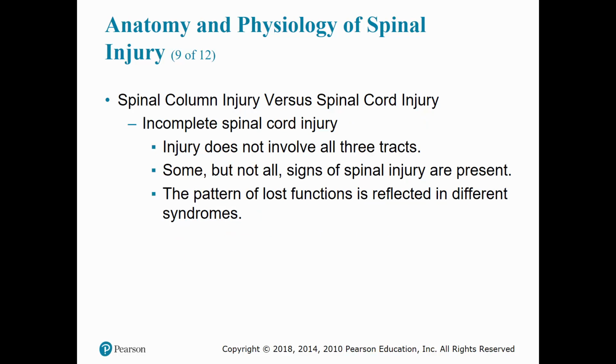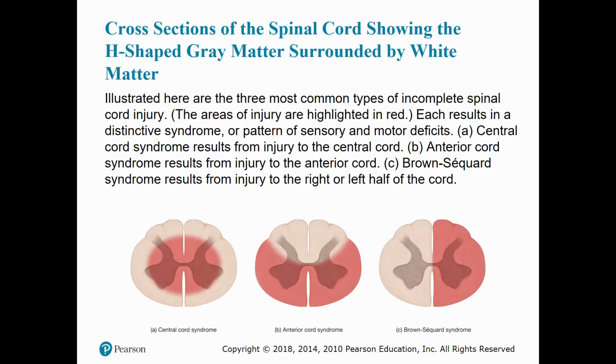With an incomplete spinal cord injury, only certain aspects of the tracts will be affected. Not every tract will be affected, so only certain aspects of the injury will be present. You can have what's called a central cord syndrome, anterior cord syndrome, or Brown-Séquard syndrome. With central cord, only the center, the medial sections of the cord, is affected. Anterior cord is the front half, and with Brown-Séquard, only one half of the cord is affected.